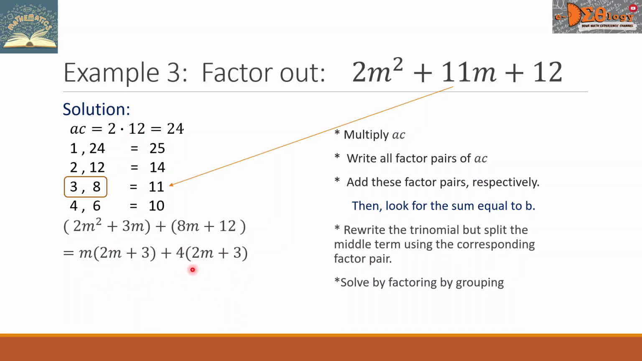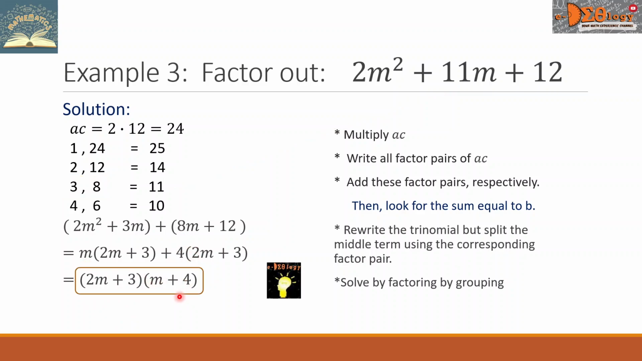We have here now two big groups. The common is the binomial 2m plus 3. So we factor out the common 2m plus 3. We have now 2m plus 3 times this m here and then plus 4. This is now the final answer.